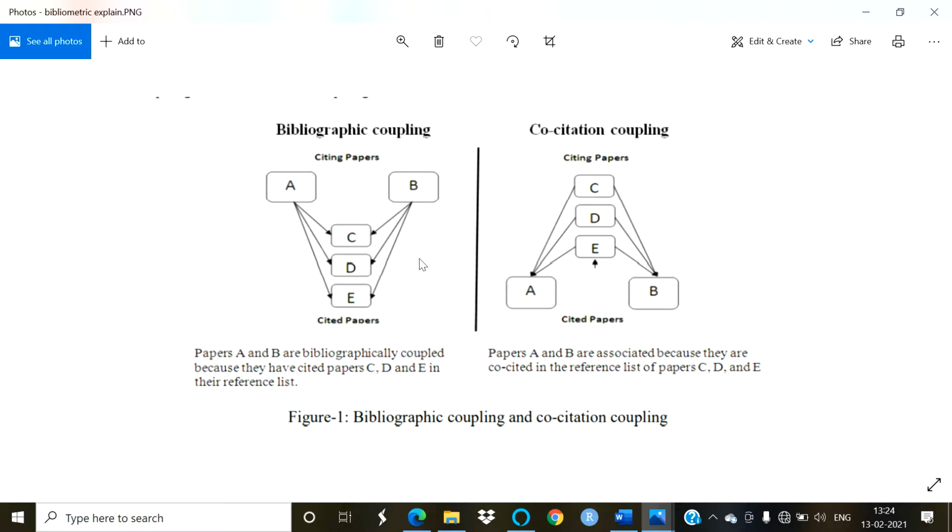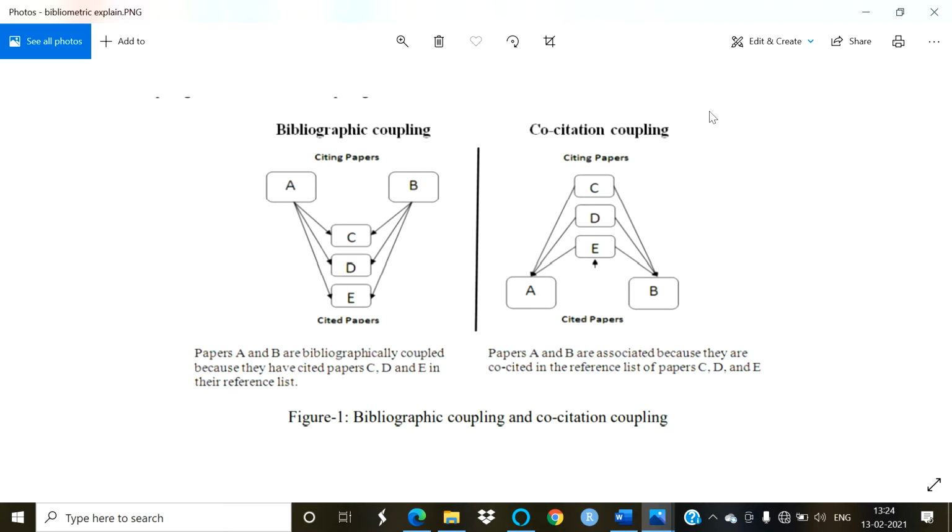Now, what I told at the inception of this video is that bibliometric coupling and co-citation coupling are the mirror image of each other. As you see both the pictures, if you place the bibliometric coupling in front of a mirror, the image created in the mirror is quite similar to the co-citation coupling. We have already discussed bibliometric coupling. Now we move to the concept of co-citation coupling. What is co-citation coupling?